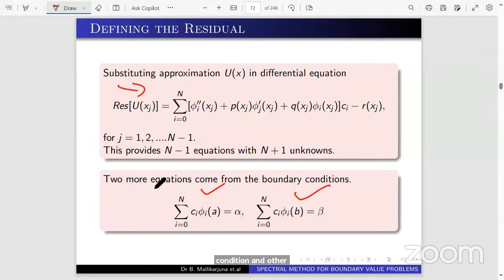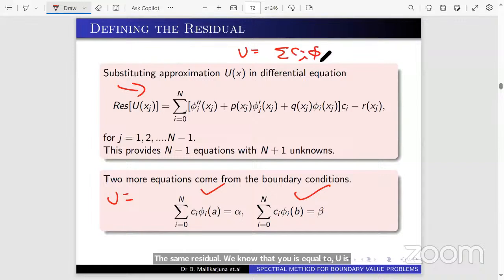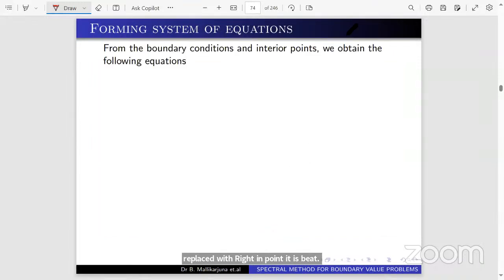The same residual, we know that u is equal to the approximate solution. X is replaced with the initial point, it is alpha. X is replaced with the right end point, it is beta. So with these two conditions, finally we'll get n minus 1 equations plus these two, n plus 1 equations with n plus 1 unknowns.